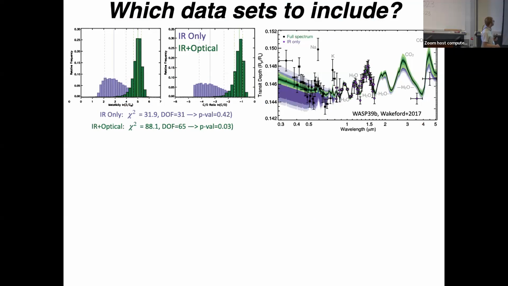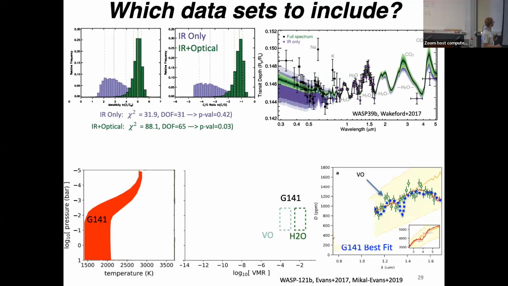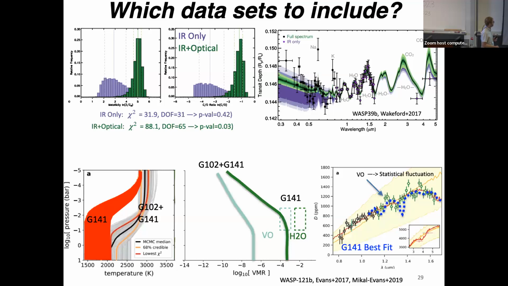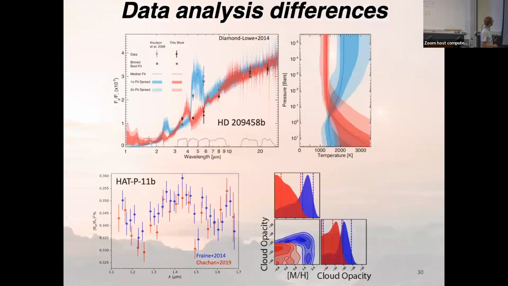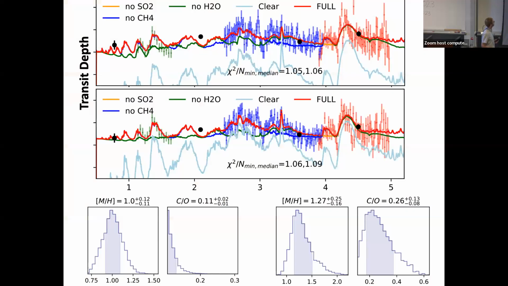Sometimes if you add more data, you can get a worse fit and you can get constraints that may or may not be consistent with your data. If you get more data, you can change your abundances. That doesn't mean anybody's wrong or right. It just means that you have to be mindful of your data. Different reductions can lead to vastly different inferences.